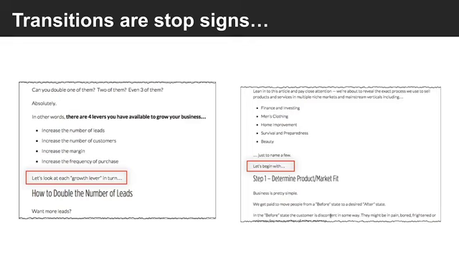So look at this article on the left. It's just a little cross-section of an article. And it says at the top there, can you double one of them, two of them, even three of them? Absolutely. In other words, there are 4 levers you have available to grow your business. Then I go through the 4 levers. And then it's like, let's look at each growth lever in turn. And then it transitions to a subheadline. So that transition was thought through, right?